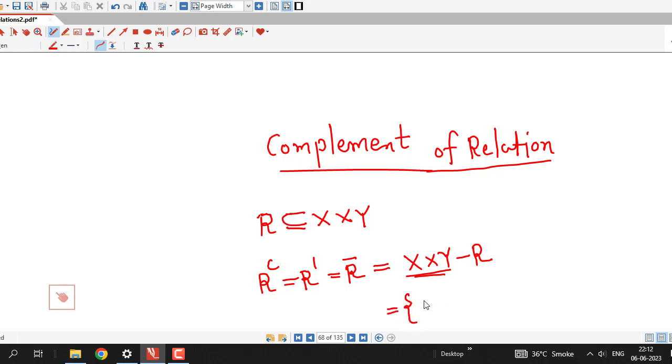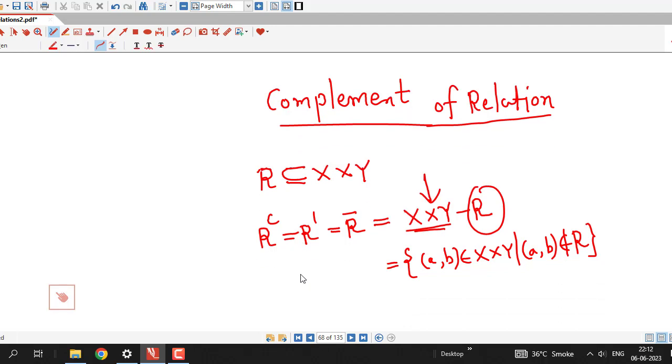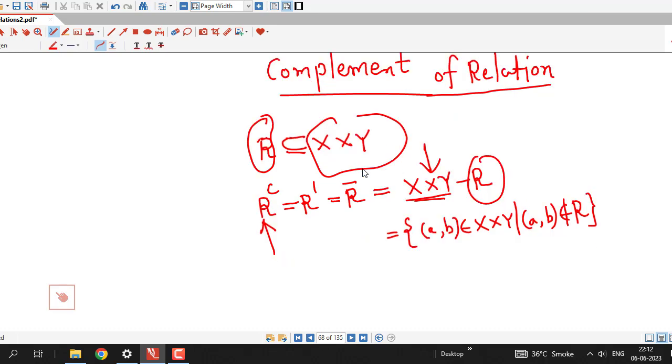So here we will have those ordered pairs (A, B) from the Cartesian product X cross Y which are not present in the given relation. From X cross Y we will subtract, or exclude, all those ordered pairs which belong to the given relation R, and we will obtain the complement of R. So the definition is the same as what we discussed in set theory. We are simply considering the complement of a set. Here the set is a relation, which is a subset of X cross Y.